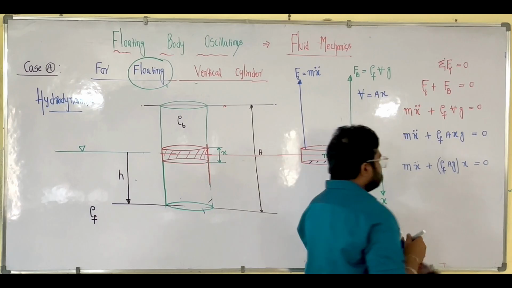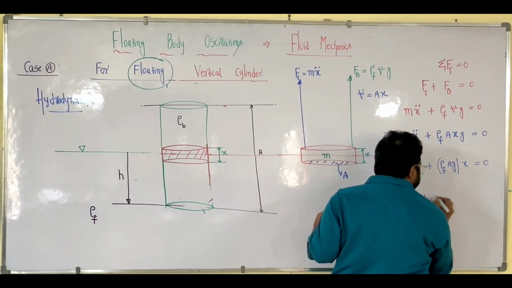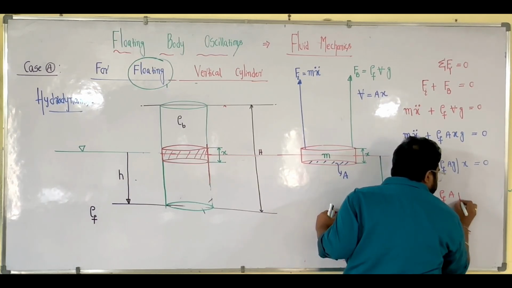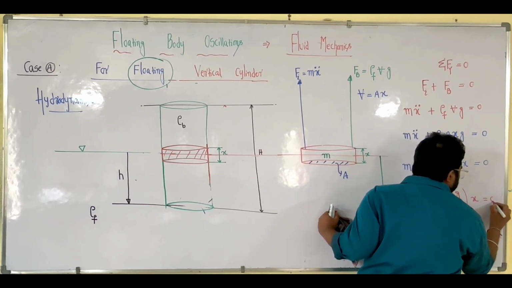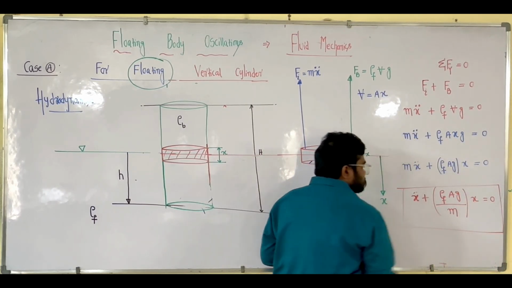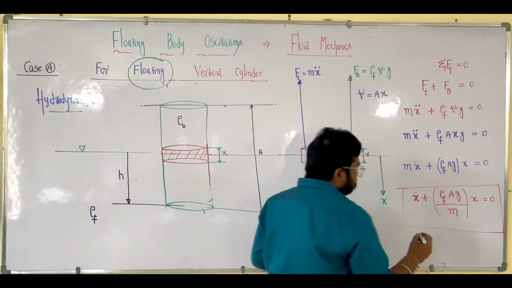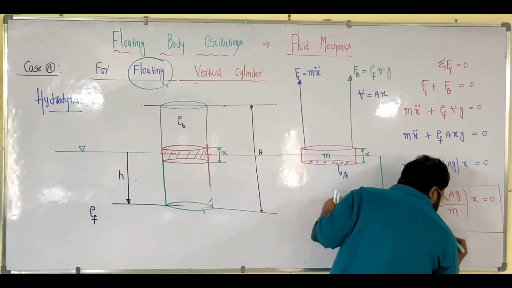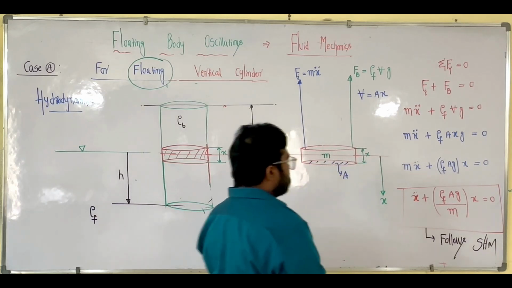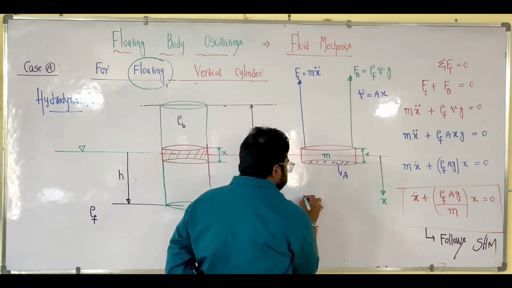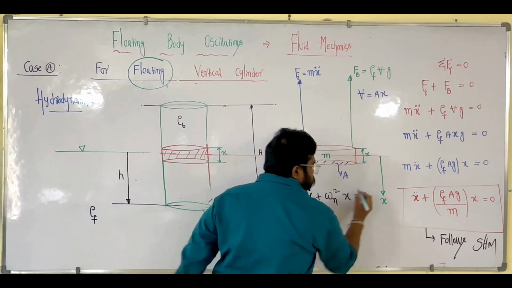Now take m to the denominator: x double dot plus density of the fluid into A into g by m, into x, equals 0. Clear? So it represents what? SHM, simple harmonic motion. So we need to compare with the SHM equation: x double dot plus omega n square x equals 0.